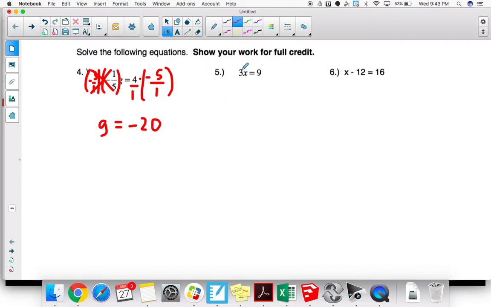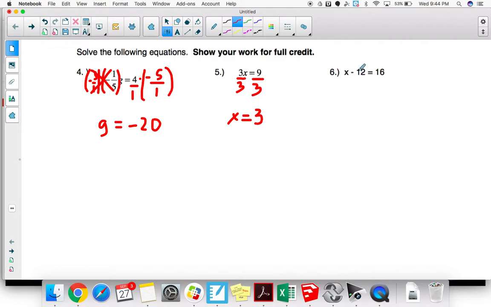Okay, number 5, the operation occurring between the variable and the number is multiplication. The inverse of multiplication is division, so we're going to divide both sides by 3. So x is equal to whatever 9 divided by 3 is. In this case, it's 3.